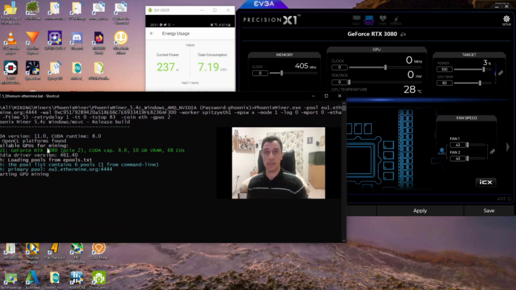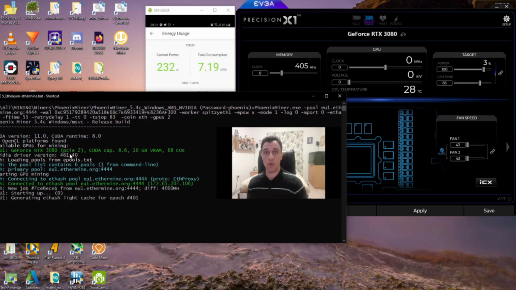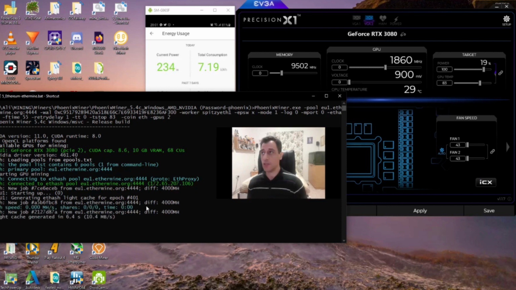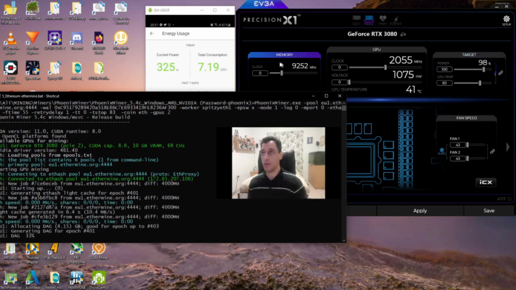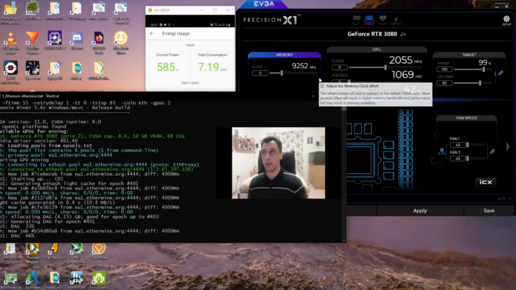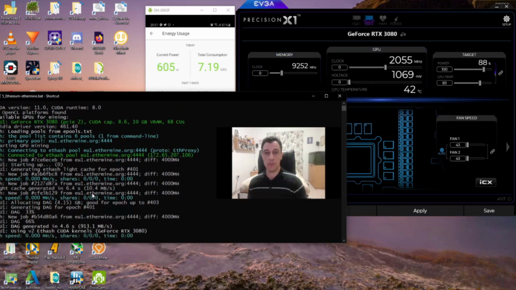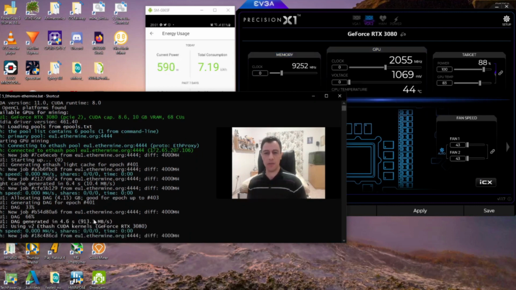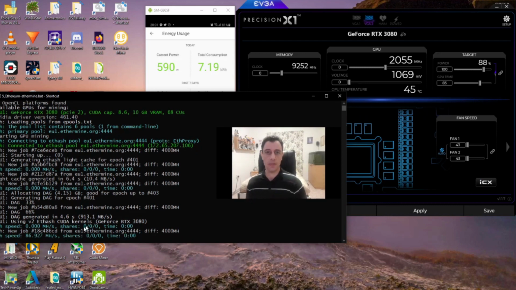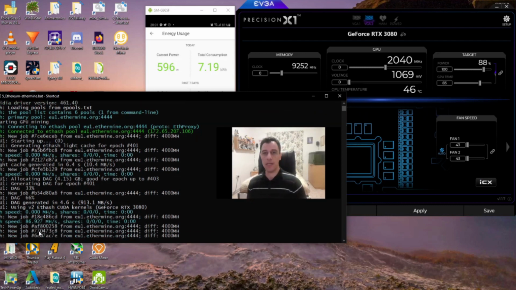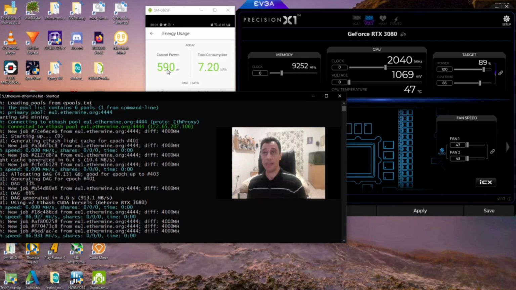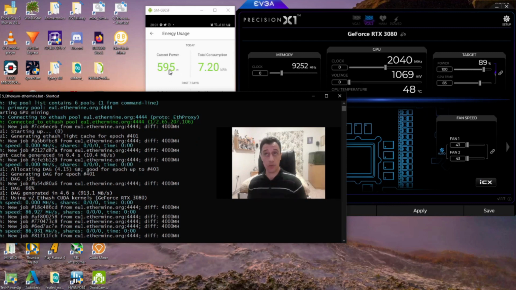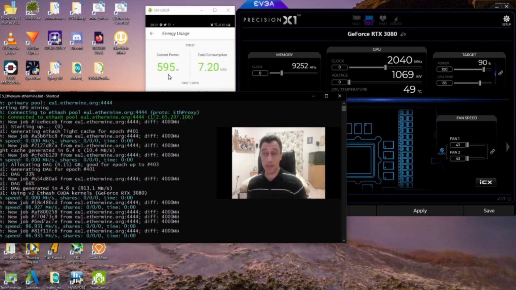and there you go, on PCI Express slot 2, RTX 3080 only, at stock clocks, power is at set 200, clock 0 for memory and clock 0 for GPU. We should be getting around 85 or 87, I think it's something like that. Okay, there we go. 86.9, and the current power consumption is almost at 600 watts for the entire system.